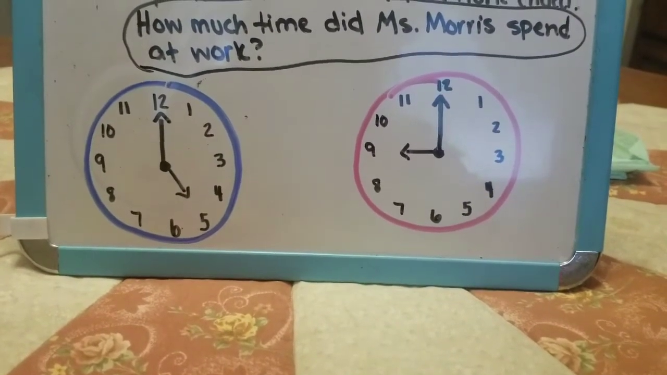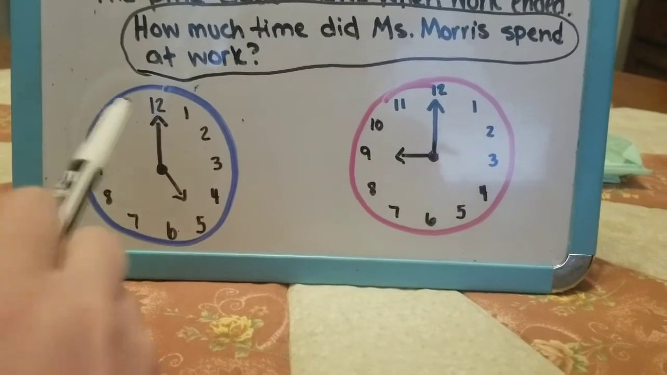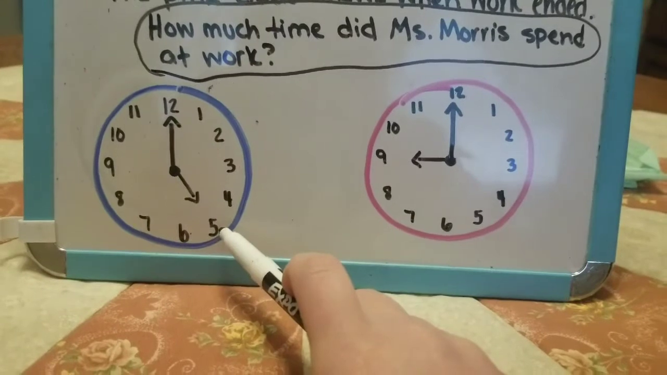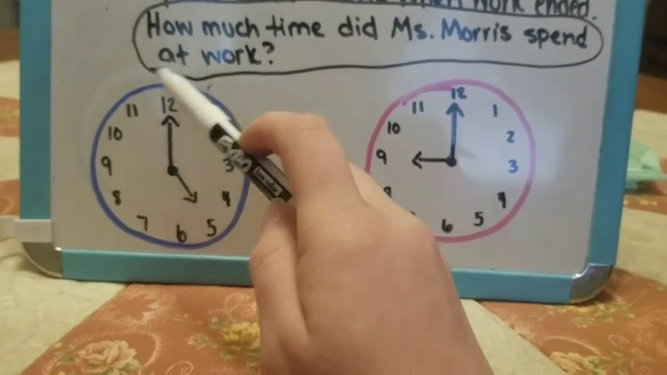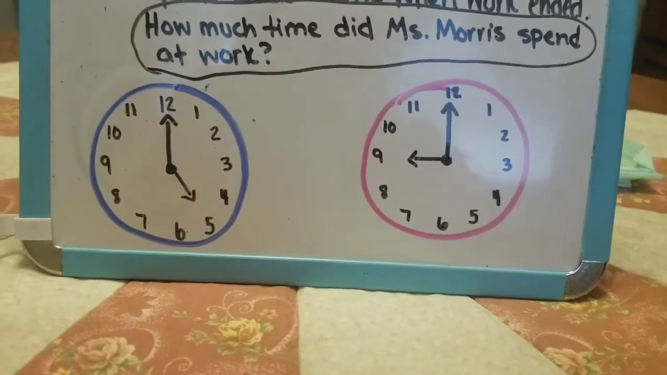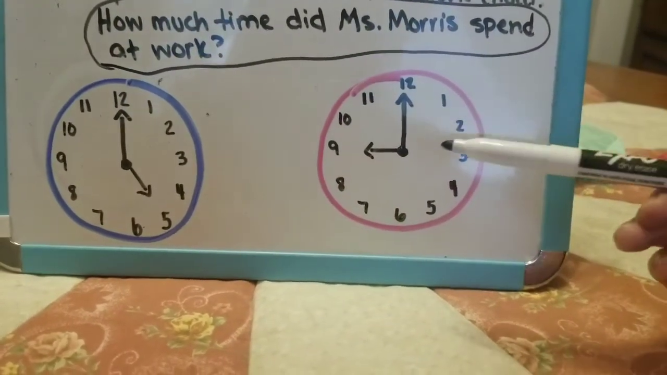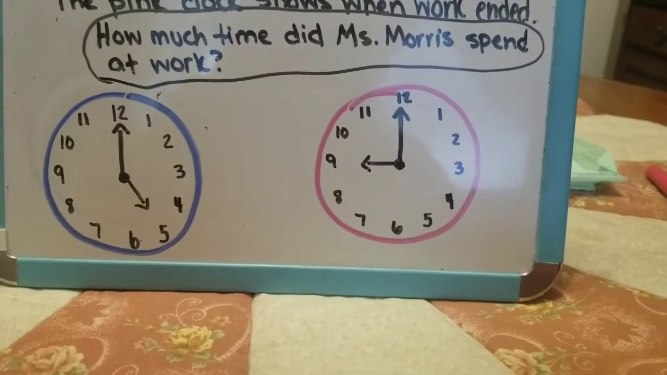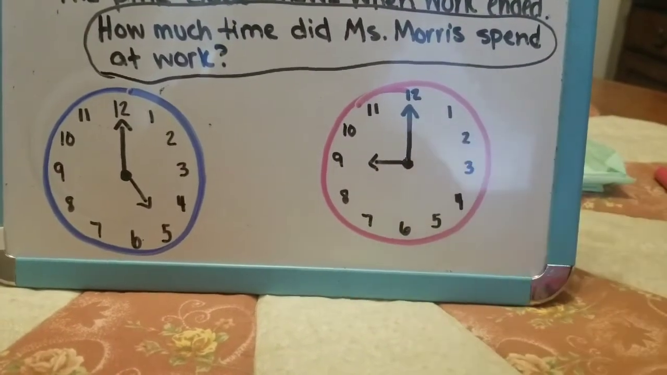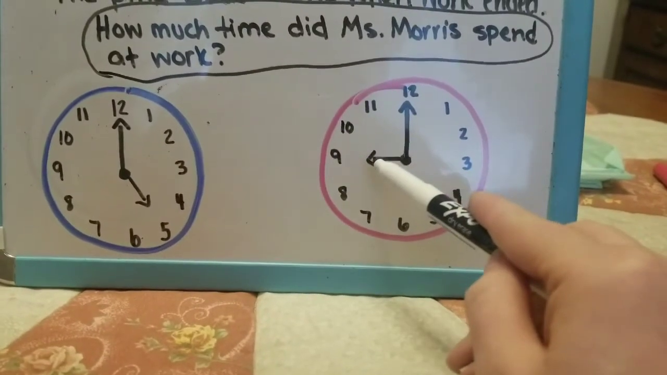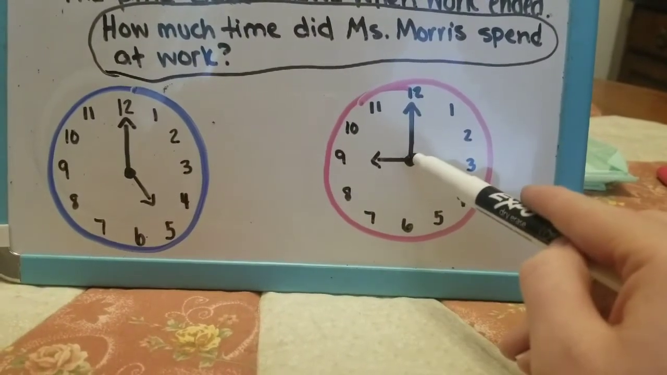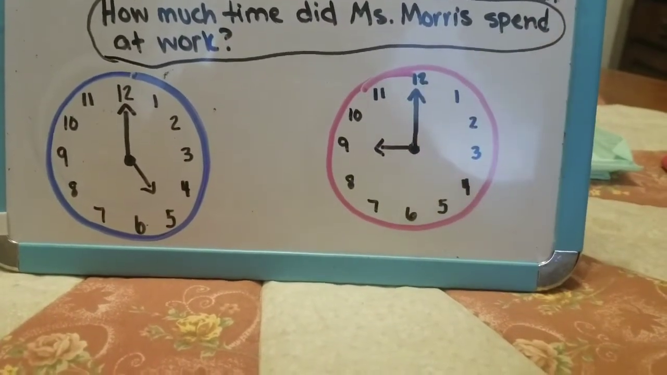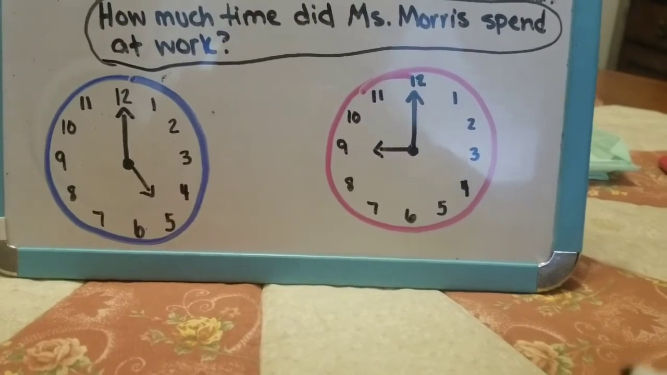Because when we did time by the minute on our last lesson, we figured out that the shorthand is for hours, and so the hour is 5, and then the longhand is for minutes, and the minute is 0, so work started at 5 o'clock. When did work end for Miss Morris? That's right, it ended at 9 o'clock for Miss Morris because the shorthand for the hours pointed at the 9. The longhand for the minutes is pointed at 0 minutes, so work ended at 9 o'clock.